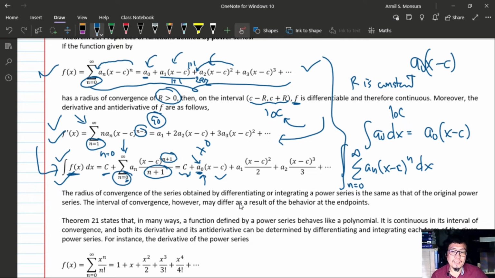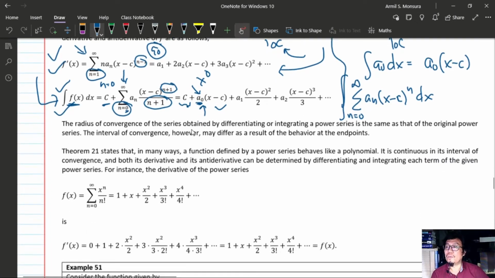The endpoints at each of these may actually be different from the original. Theorem 21 states that in many ways, we'll talk about this in a later example.